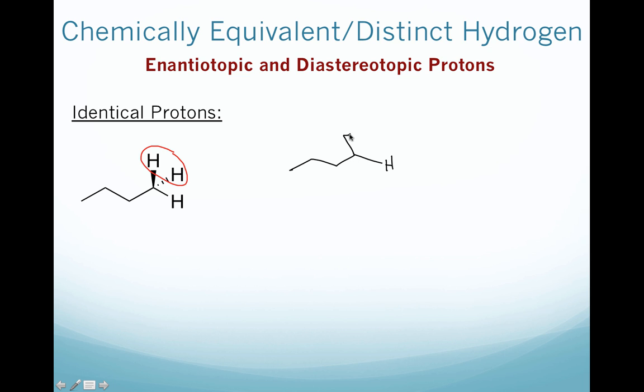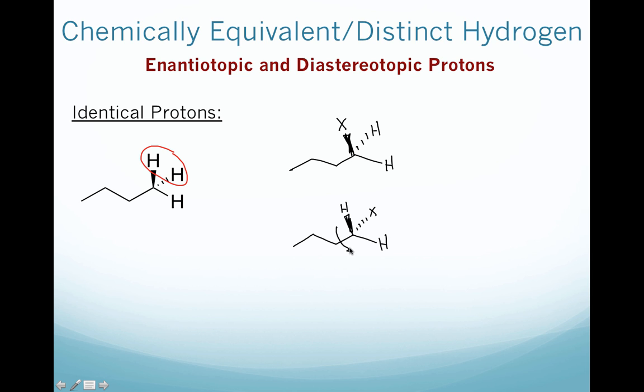And in one, I'm going to replace one of my hydrogens in question with an X. And then in my second, I'm going to replace the other hydrogen in question with an X. So if we look at these compounds, although we're showing three-dimensionality at these carbons, they're not chiral centers because there's not four different groups around that carbon.